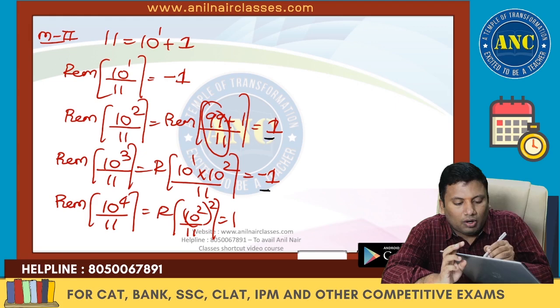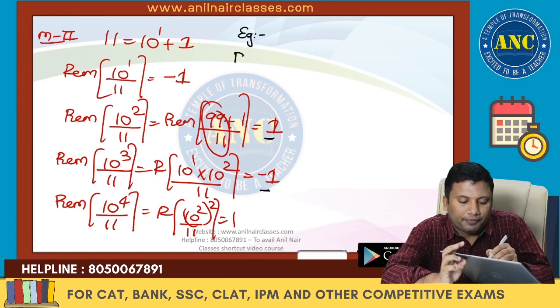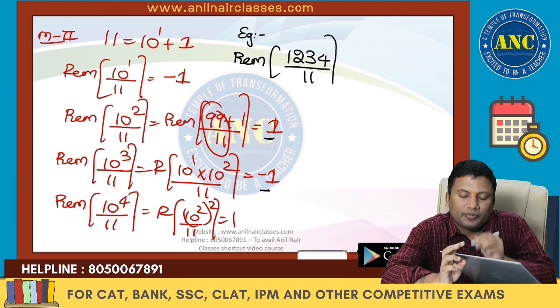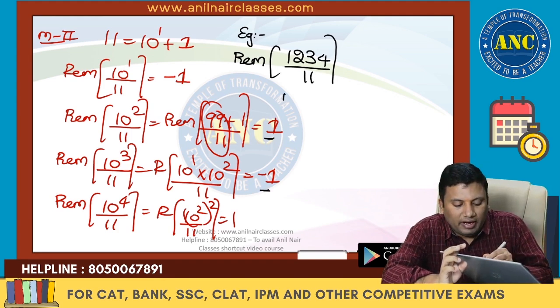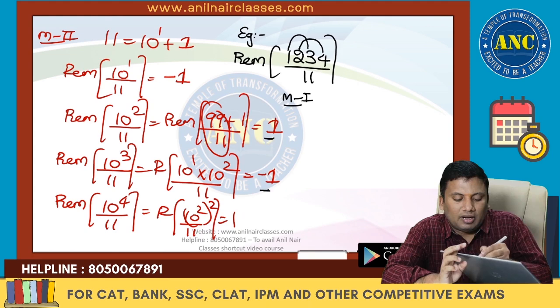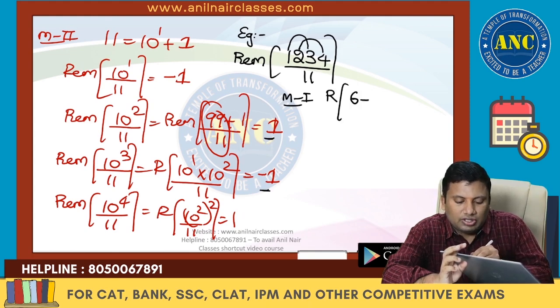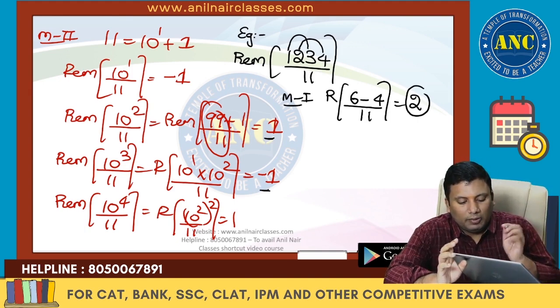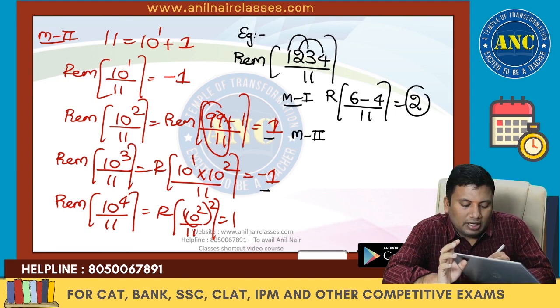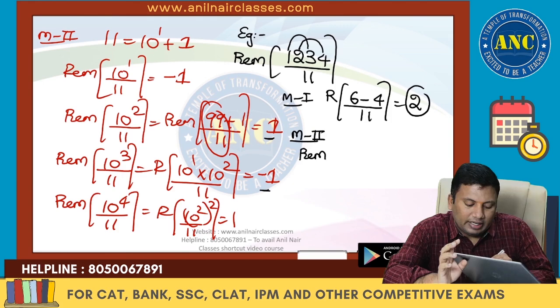Two beautiful conclusions. First I will take an example. Remainder of 1234 divided by 11. Method number 1: sum of the odd places minus sum of the even places. 4 plus 2 is 6, 3 plus 1 is 4. 6 minus 4 is 2. 2 divided by 11 gives remainder 2. Method number 2: this can also be written as 12 into 10 square plus 34, divided by 11.